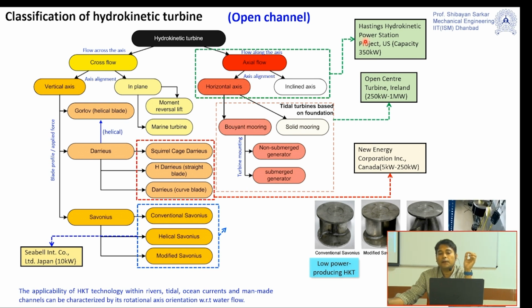So these are some examples where this type of turbine is being installed. You can see a 350 kilowatt capacity turbine is being installed at Hastings Hydrokinetic Power Station, US. Some open center turbine in Ireland, 250 kilowatt to 1 megawatt capacity, was also there. New Energy Corporation, Canada, 5 kilowatt to 250 kilowatt power production capacity is available there.